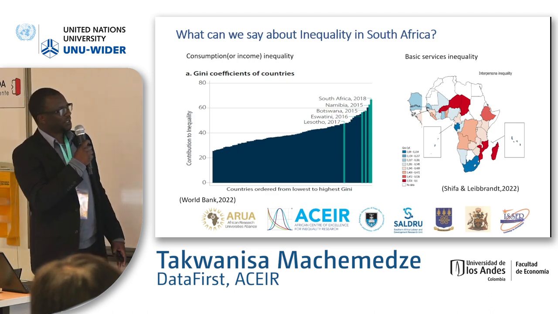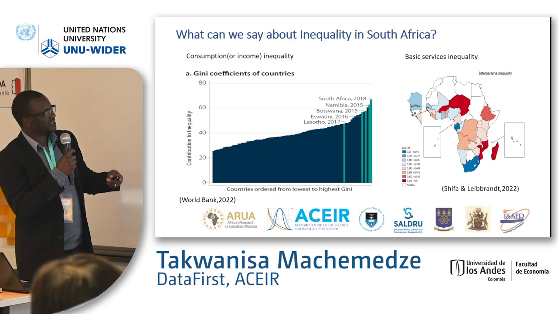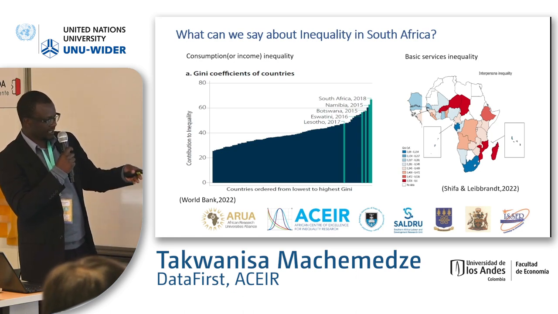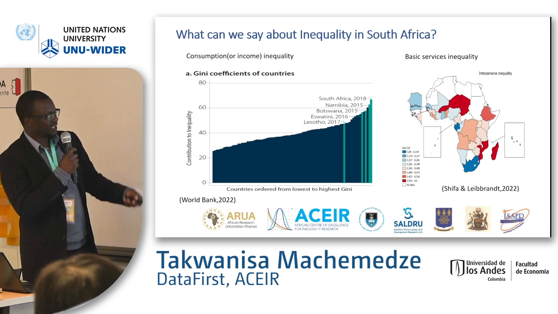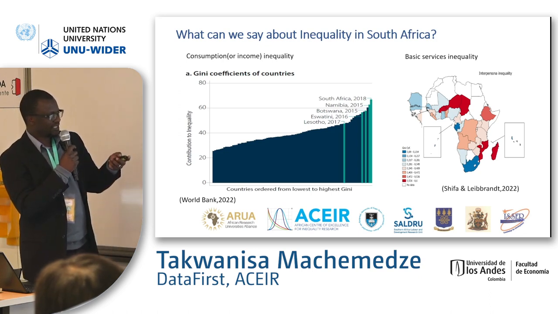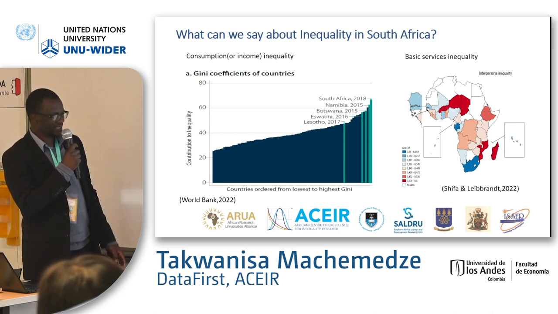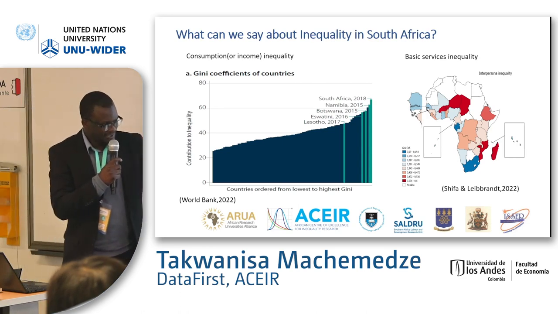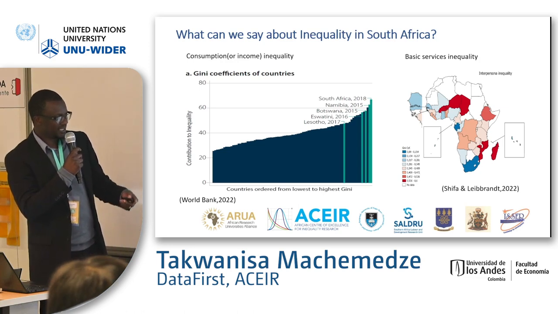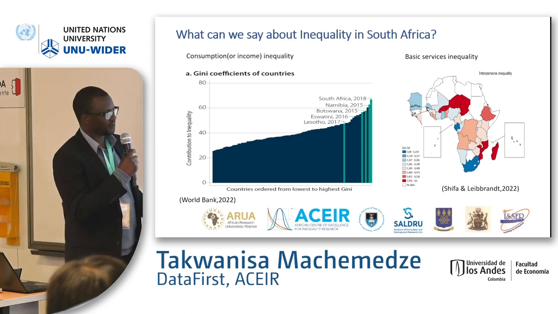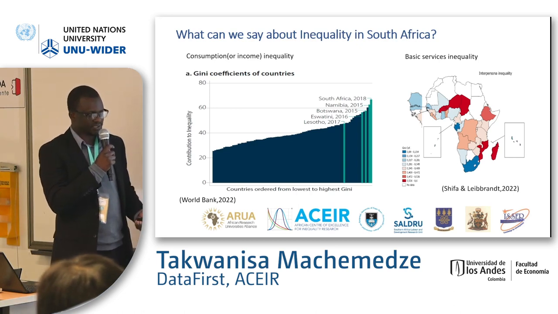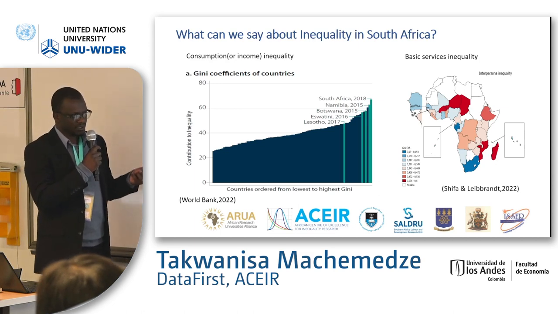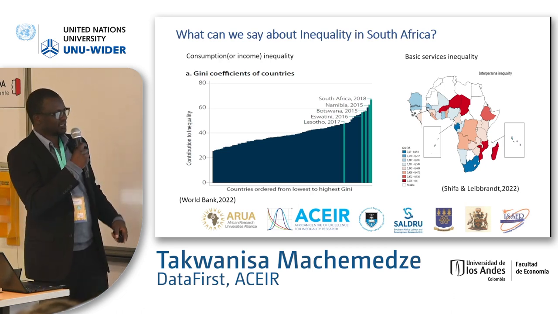So what do we know about inequality in general, by way of background? If we look at the graph to the left showing the distribution of inequality across several countries, the countries highlighted show that inequality is high among countries in sub-Saharan Africa, and South Africa is topping that list. But when we compare inequality of access to resources, we see a different story where other countries emerge, like Mozambique and Niger. They have high inequality of access to resources, compared to South Africa, which is on the lower end in that comparison. So different inequality measures tell a different story.